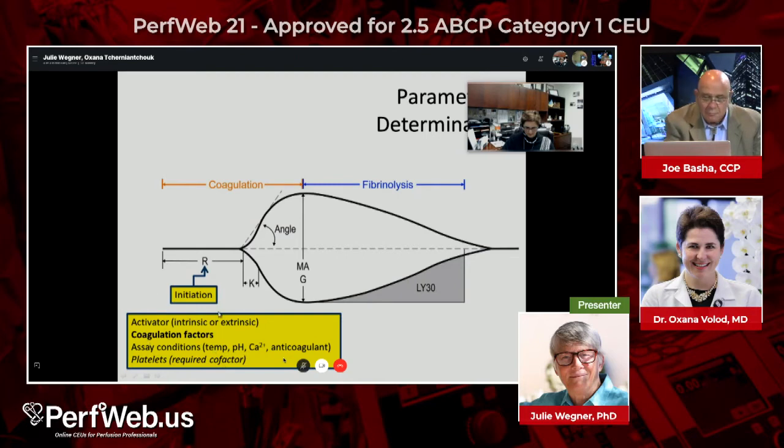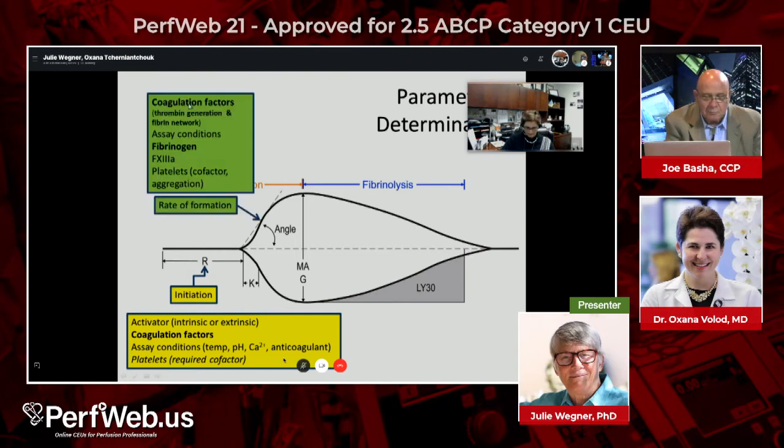All right. The rate of formation, which is your angle, is going to be influenced by your coagulation factors, mainly because you need those to generate thrombin, and then, of course, to generate the fiber network. Again, assay conditions. Fibrinogen is mainly offered as a coagulation factor, but sometimes it's looked at a little bit differently as its own factor. Factor 13A is required; factor 13 is required to be activated to get your fiber network. And again, platelets as your cofactor.